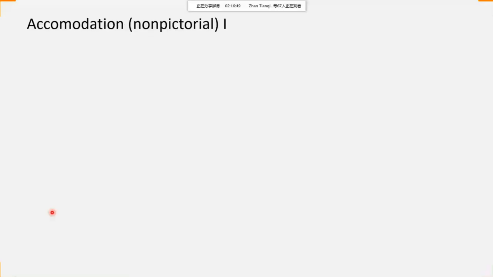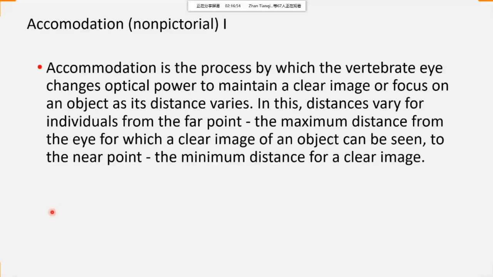Now, what is accommodation? Accommodation is the process by which the vertebrate eye changes optical power to maintain a clear image or focus on an object as its distance varies. These distances vary for individuals from the far point, the maximum distance from the eye for which a clear image of an object can be seen, to the near point, the minimum distance for a clear image.